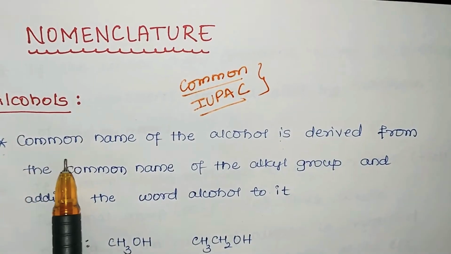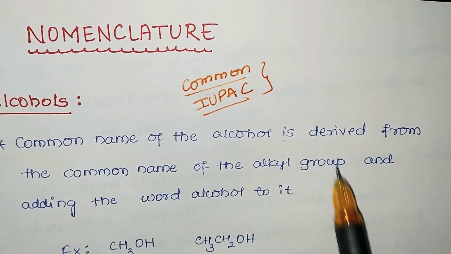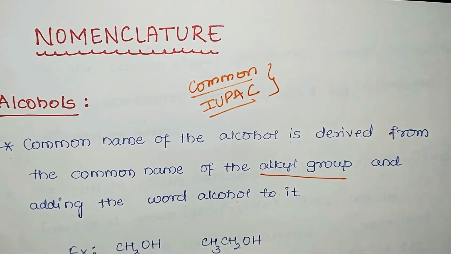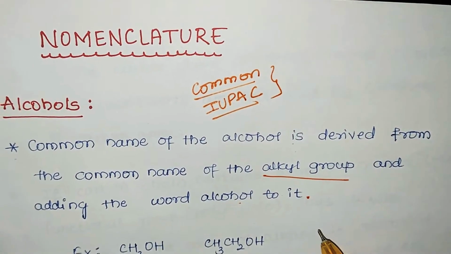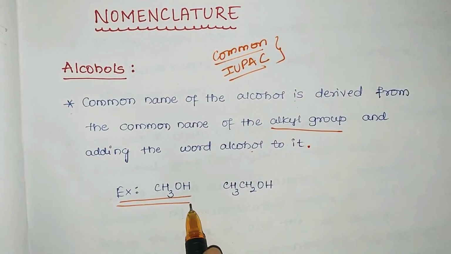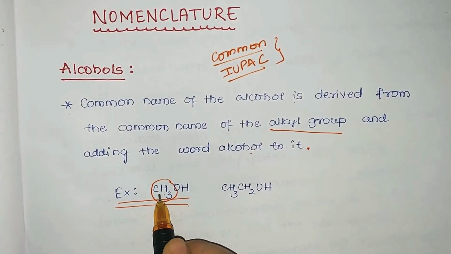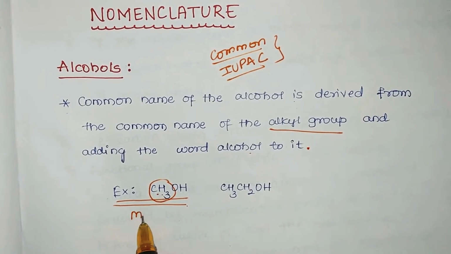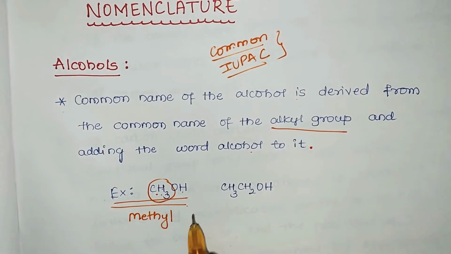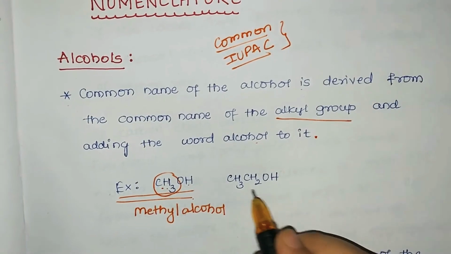We'll begin with alcohols. The common name of an alcohol is derived from the common name of the alkyl group, adding the word alcohol to it. Let us consider an example. We'll take CH3OH and CH3CH2OH. In CH3OH there is one carbon atom, hence it is a methyl group. OH, when it is attached to an alkyl group, we call it alcohol. So the common name of this is methyl alcohol.